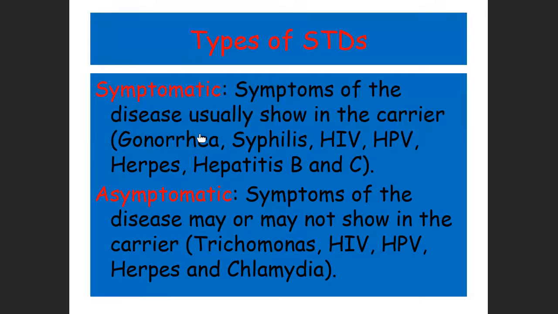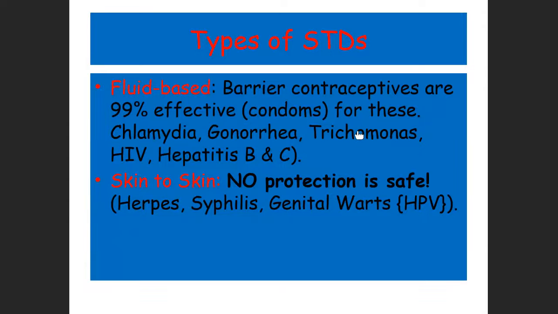Types of STDs based on symptoms. You have symptomatic and asymptomatic sexually transmitted diseases. So what this is saying is that some people show symptoms for the sexually transmitted disease and some people don't, or they get symptoms that may be confused with symptoms of something else, so they don't get treated, and that's when they probably pass it on, when they don't know they have it.